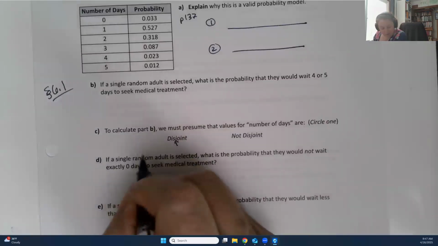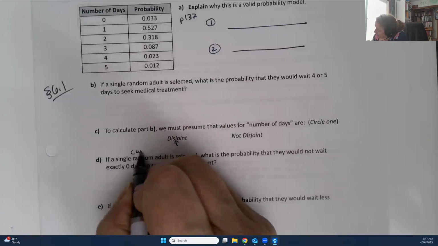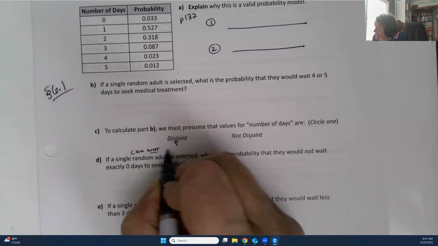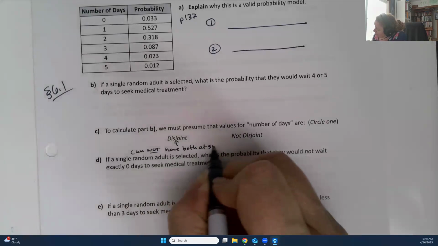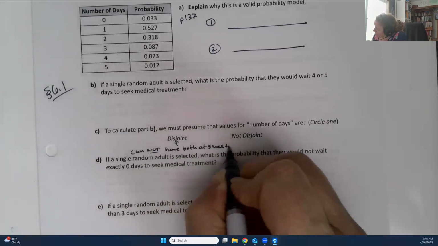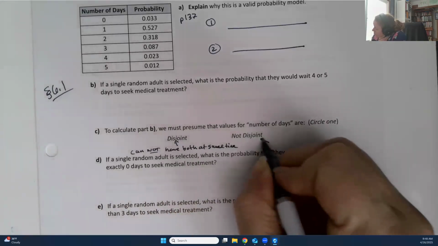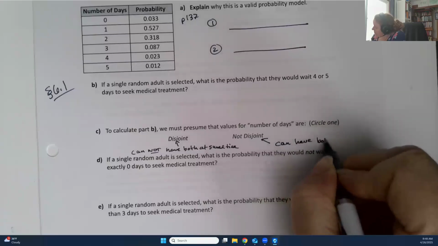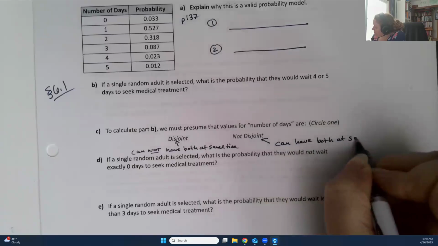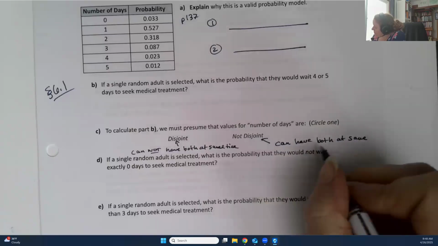And then there's disjoint. Remember disjoint? Disjoint means you cannot have both at the same time. And not disjoint means you can have both at the same time.